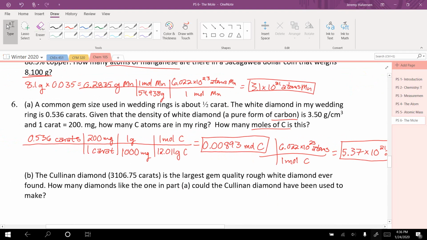So again, same process that we did above. You got to get whatever they give you into grams, and then you take grams to moles with the molar mass and moles to atoms with Avogadro's number.